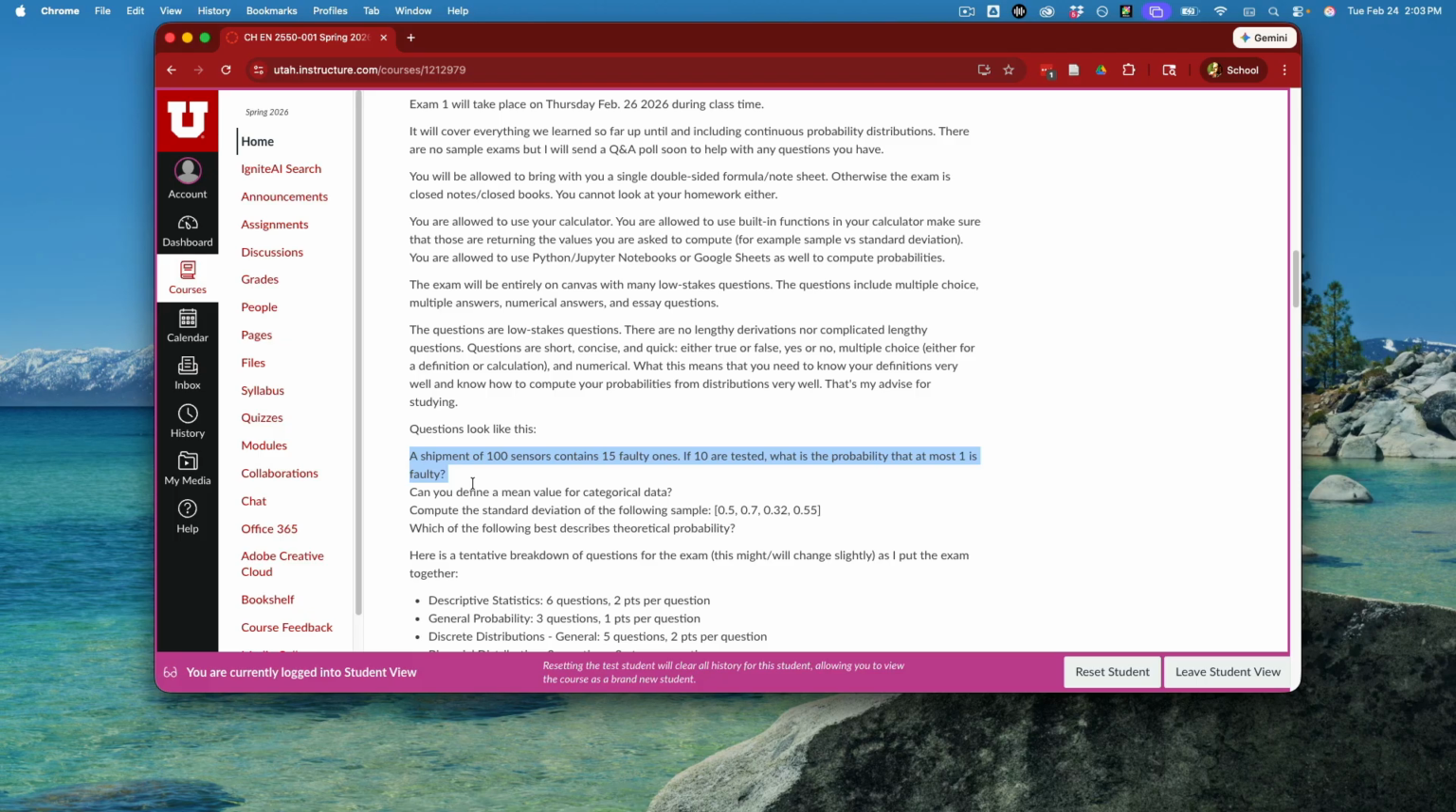Can you define a mean value for categorical data? Yes or no? Compute the standard deviation for the following set, like 4 numbers tops, right? You can punch that into your calculator or do it by hand, okay? Or put it in Python, that's fine, just get the answer. Which of the following best describes theoretical probability? You have like 4 answers, select one. Those are the types of questions, okay? So you need to know your definitions.